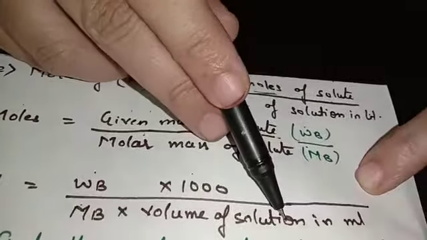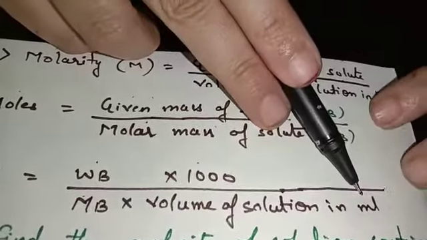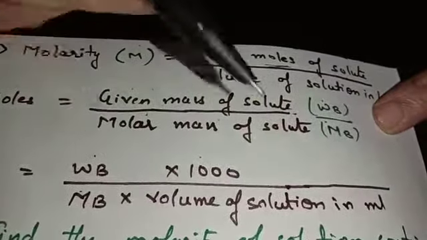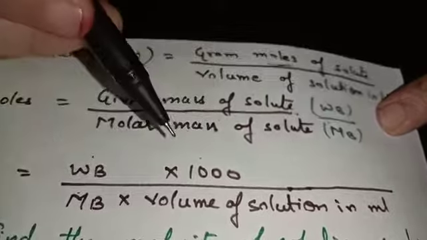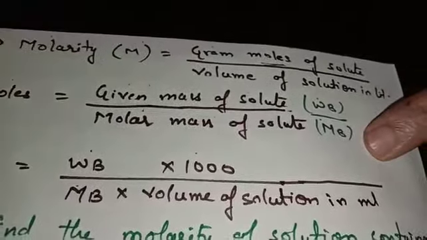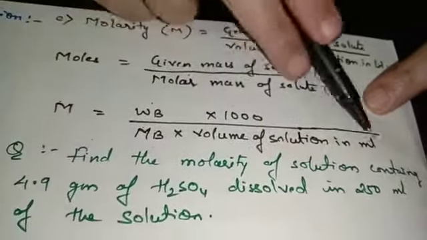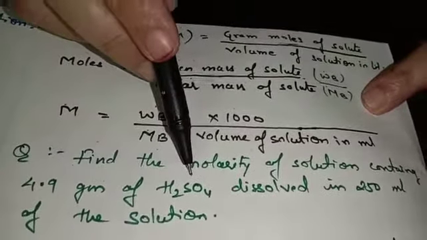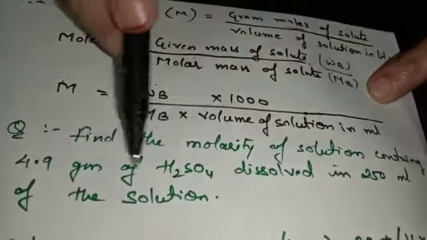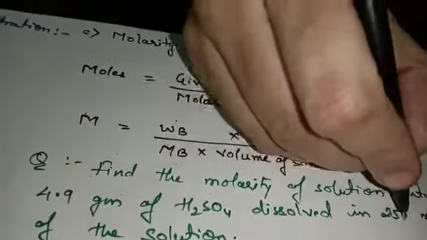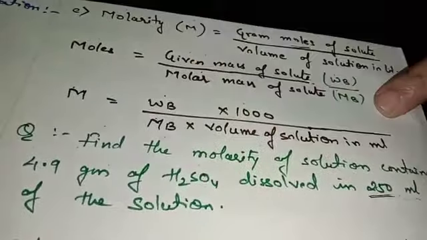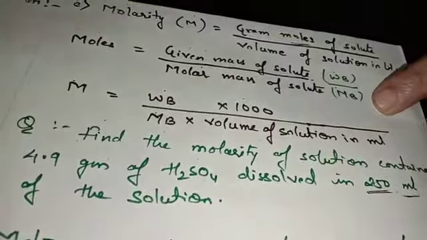If volume of solution is given in milliliter, I have to convert it into liter, and if it is given in liter, then no problem, we can use it directly. For example, this question: find the molarity of a solution containing 4.9 gram of sulfuric acid dissolved in 250 ml of the solution. Here the volume is given as 250 ml. So I have to convert it into liter.